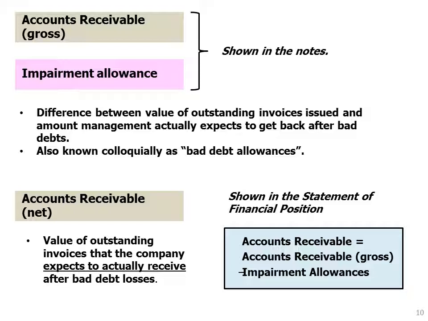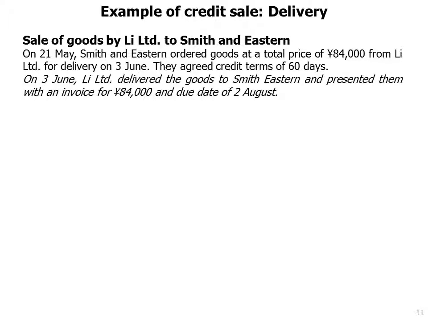And that's changes in the impairment allowances are created by charges for bad debts taken through in the period in which those bad debts were identified. So let's look at an example of a credit sale. Sale of goods by a Chinese company, Lee Limited, to Smith & Easton.